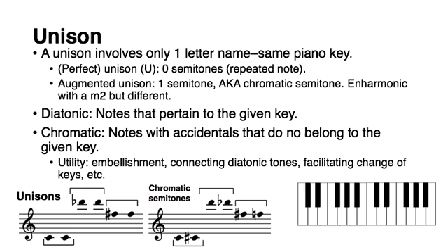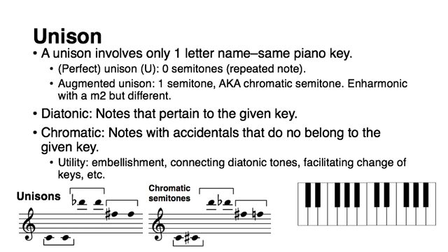So, unison. A unison is an interval that really is a repeated note. It involves only one letter name and the same piano key. The perfect unison at least does. The perfect unison then has one letter name and 0 semitones of distance, right? Since it is a repeated note.